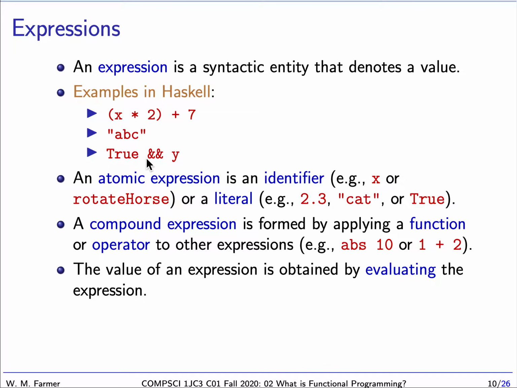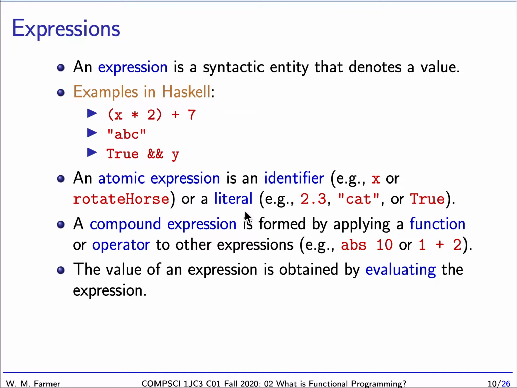The third example is true, and we have this double ampersand. This stands for the logical operator and, so it's true and y. So if the value of y is true, if y denotes true, then this would be true, and so the value of the whole expression would be true. So these are some examples of expressions. The simplest expressions, which we'll call atomic expressions, you can't break them down any farther, are identifiers like x or like rotate horse. They're what people often would call, they represent constants or variables.